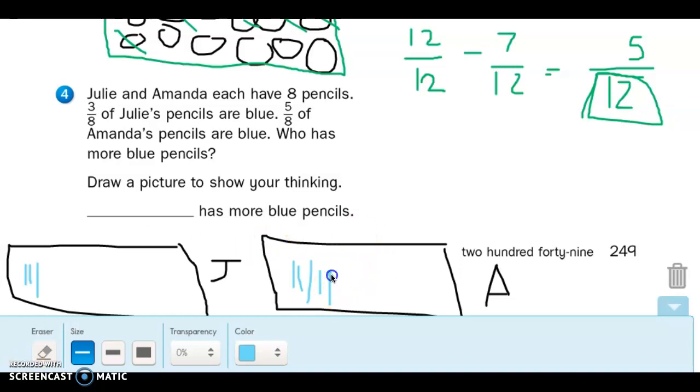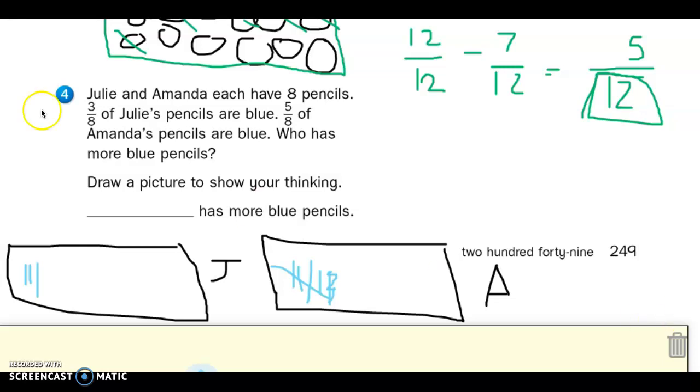Oops, what should I have done? I should have maybe crossed it for tallies. There we go. Okay. And out of 8, so 3, 1, 2, 3, 4, 5. Together that's 8, and 1, 2, 3 more because I had 5. 5, 6, 7, 8. They each have 8 pencils, but just looking at our tallies, who has more blue ones?